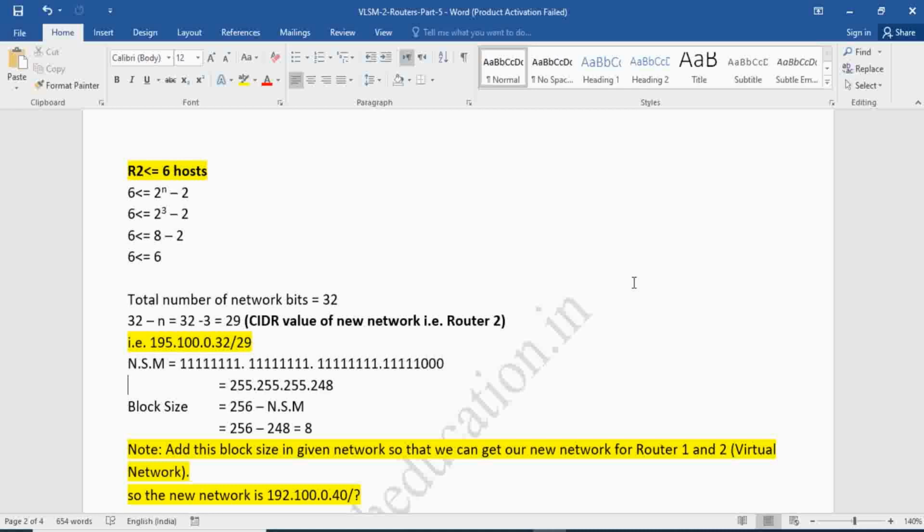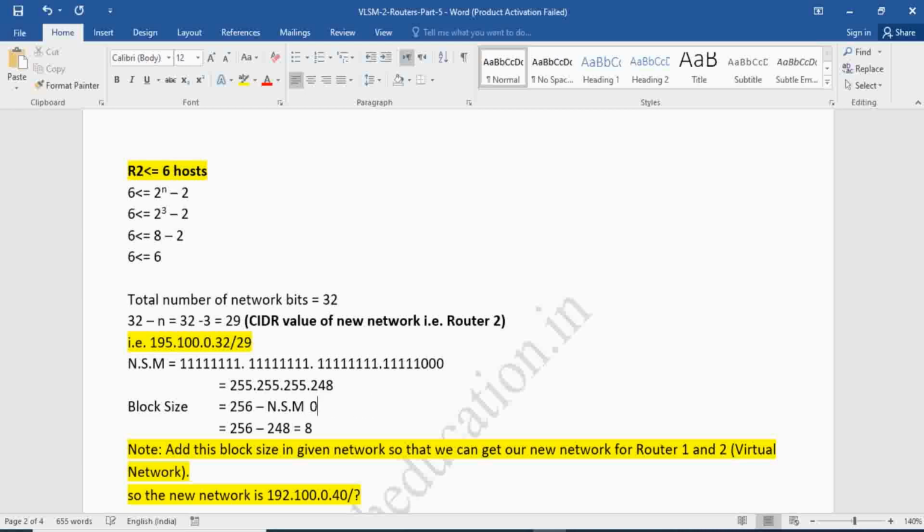The answer is 255.255.255.248. If we add all the values as per the power of 2 rules, we will get 255, and if we add 5 values 128, 64, 32, 16, and 8, we will get 248. For block size, subtract this value from 256. Why 256? Because the range starts at 0 and ends at 255.